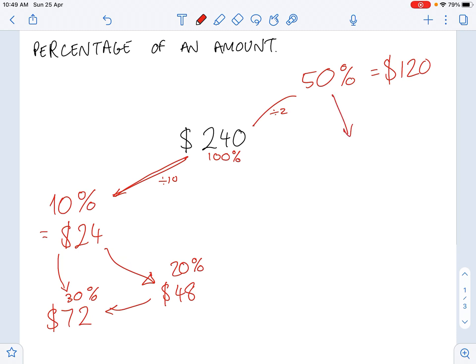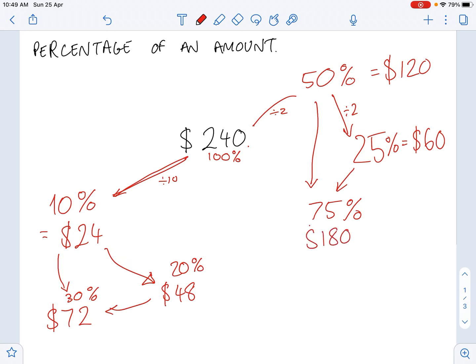50%, we could half that again to get 25%. And half of 120 is $60. So 25% of 240 is $60. Then maybe if I wanted 75%, I could take the 50 and the 25, add them together, and I'd get $180. So you can see you can build all sorts of connections by breaking it down.